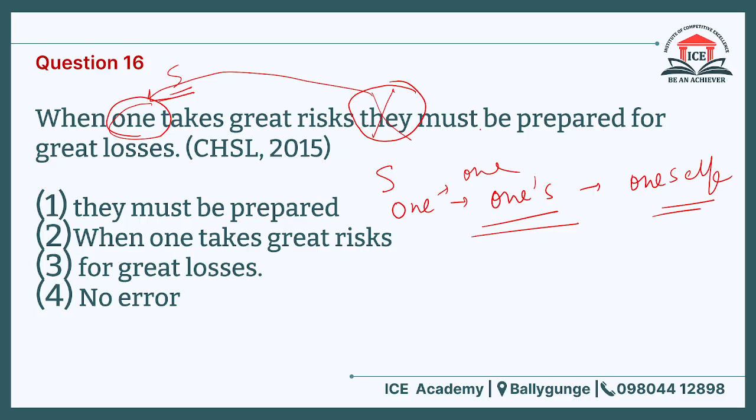So it should be: when one takes great risk, one must be prepared for great losses. They must be prepared is replaced by one must be prepared. So the sentence has an error in this part, and your answer should be option number one. It should be one must be prepared.